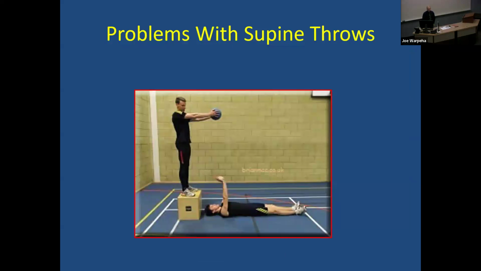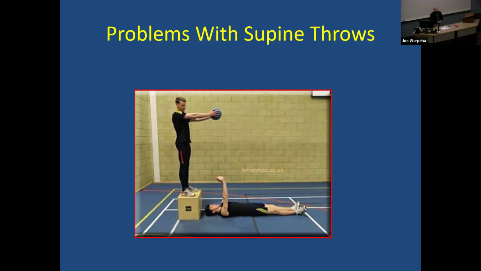But things like supine throws, that's fine. The person's going to drop the medicine ball. It's not that heavy. Medicine balls don't get that heavy usually. The person's going to seamlessly catch it, lower the arms, bring it down, and then try to reverse it back up. There's our plyometric action, our phase 1, our phase 2, our phase 3.